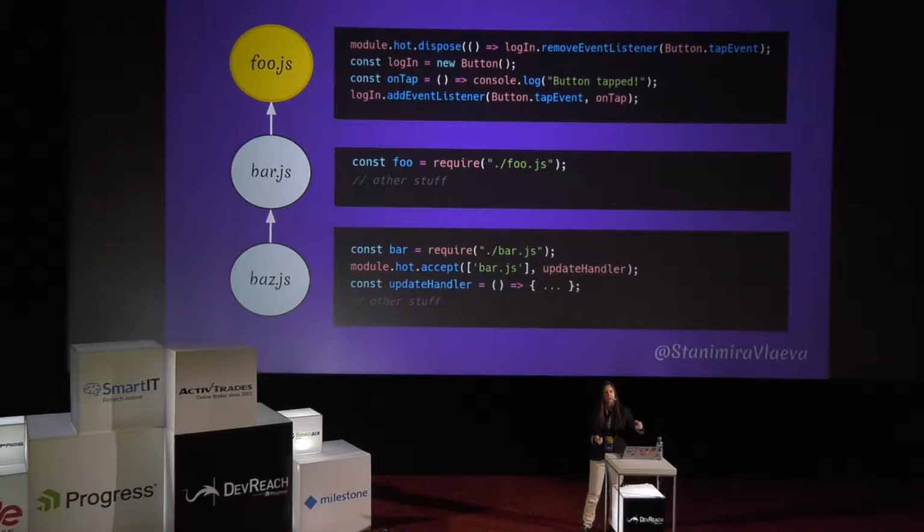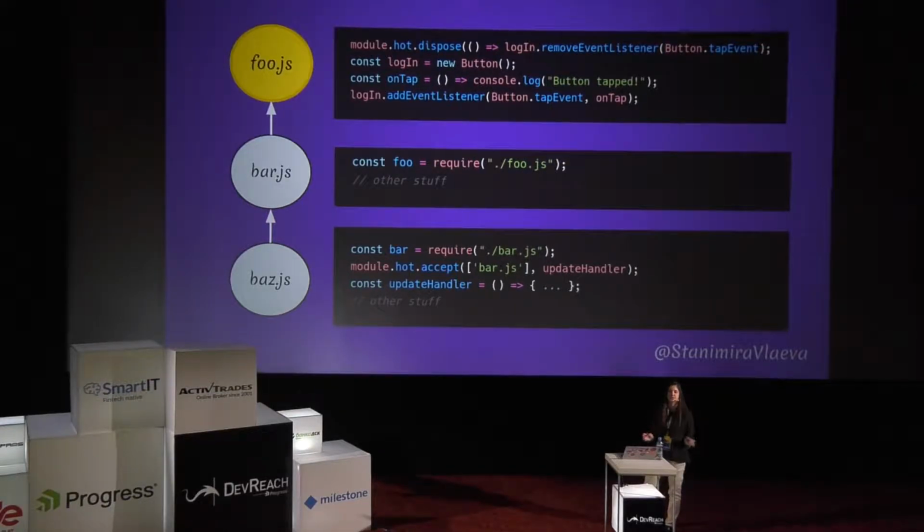And we want to reevaluate all of the modules because they can contain some important logic that should be executed whenever the first module changes, right? How do we do that? There is another API that you can see here at the bottom of the module. And again, it's hot accept, but we can provide an array with the dependencies of this module that should be accepted. And again, we can attach some update handler.